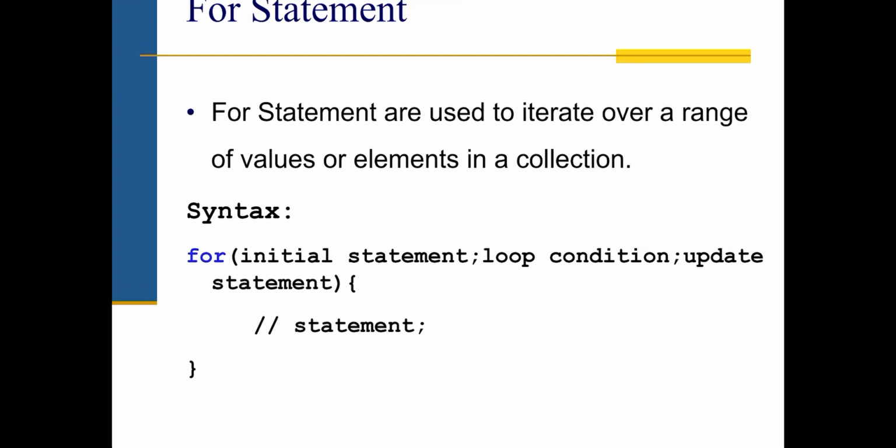For statements are used to iterate over a range of values or elements in collections. So this is the syntax for a for statement, whereby you write for, then a parenthesis, you initialize the statement, you terminate with the loop condition, you also terminate the update statement. Then you bring your curly brace, write your statements, then close your curly brace.